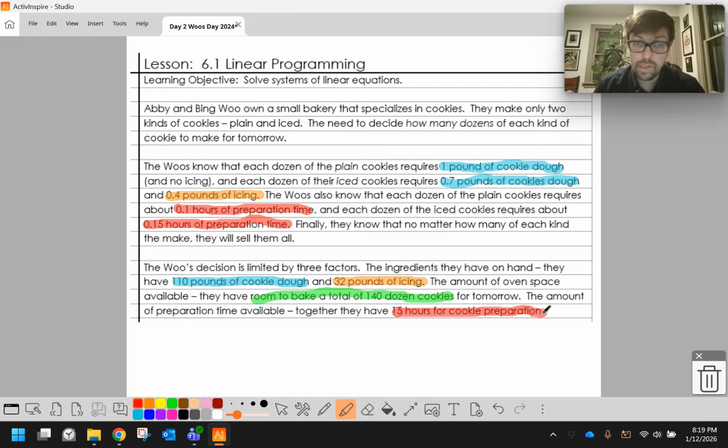The Woos are busy people. They don't want to be baking cookies 24 hours a day, so they're planning to work 15 hours of baking together over the course of their day. They only have so much space in their ovens. 140 dozen cookies can be baked in a day, and so much time. Different types of cookies take different amounts of time to cook. So these are their constraints.